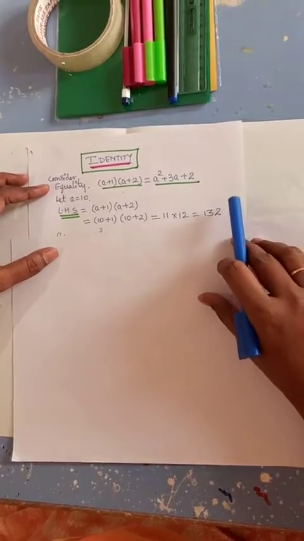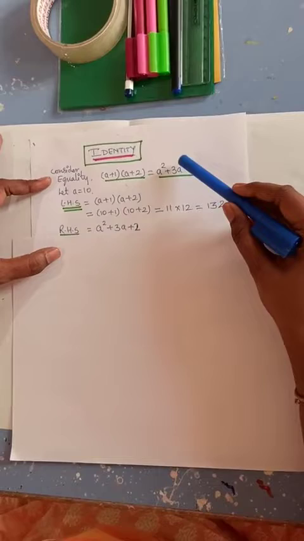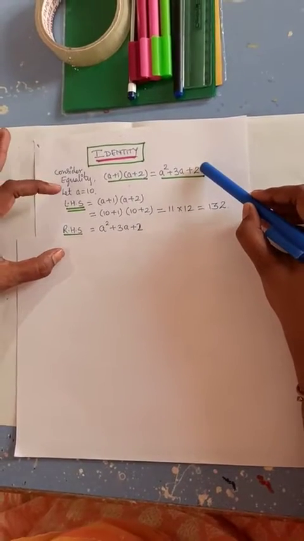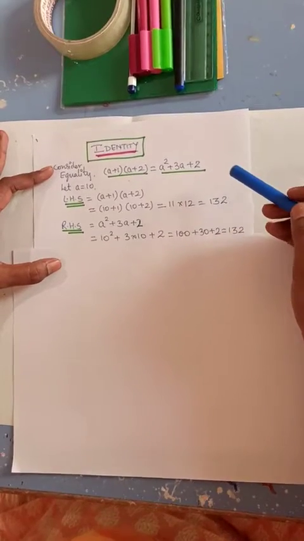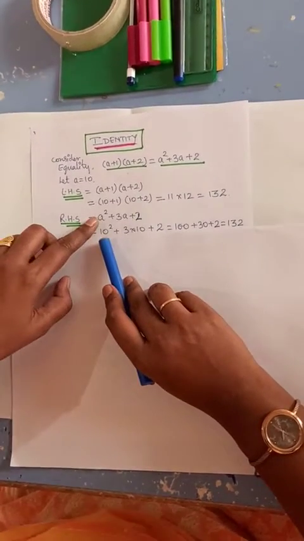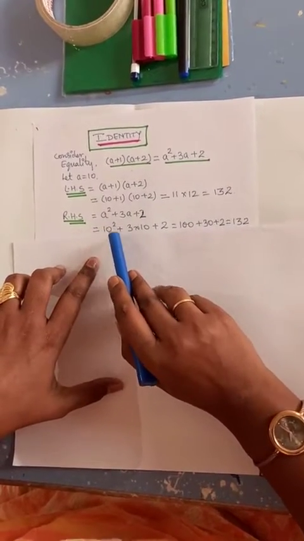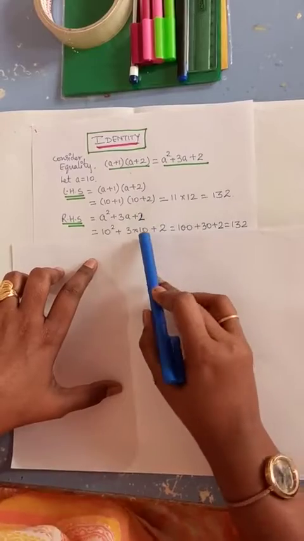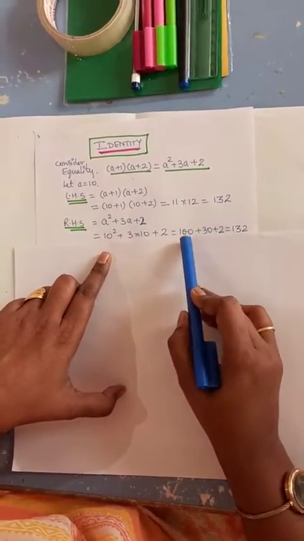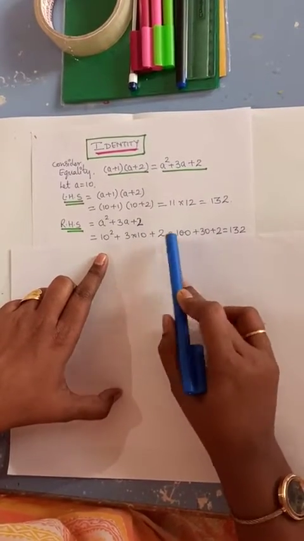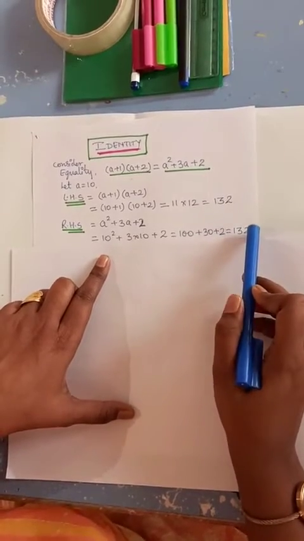Similarly, let us see what is the value for RHS. RHS, what is the value given here? A square plus 3a plus 2. Now after substituting the value of a, what value we are going to get, children? Let us see. Here a is there, so I will write 10 square, plus 3 into 10, plus 2. Now 10 square value, we all know it is 100, plus 3 into 10 becomes 30 and this 2 as it is. Add all these 3, you will get the value 132.